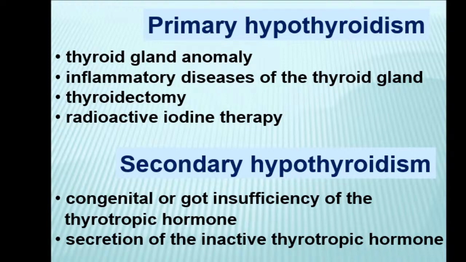Secondary hypothyroidism appears due to pathology of thyroid gland which secretes inactive thyroid hormones. It may be some congenital or some immune disorders.